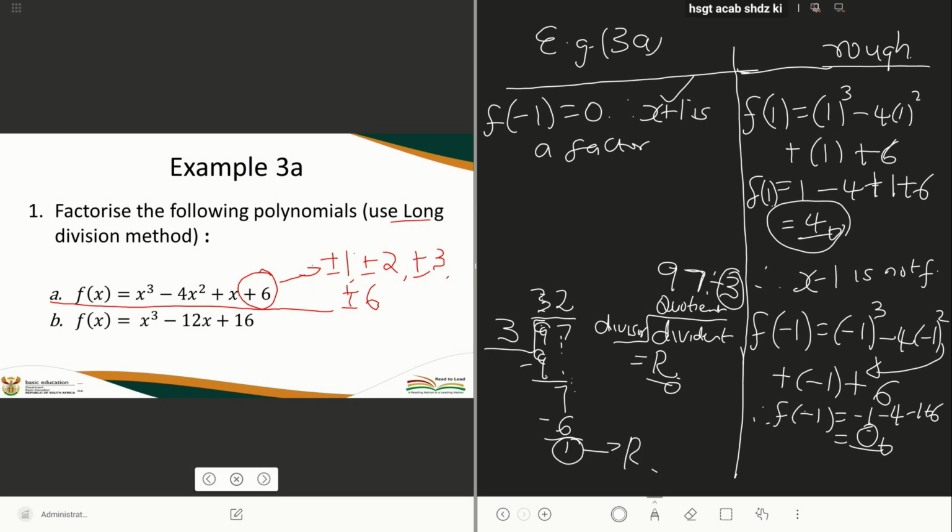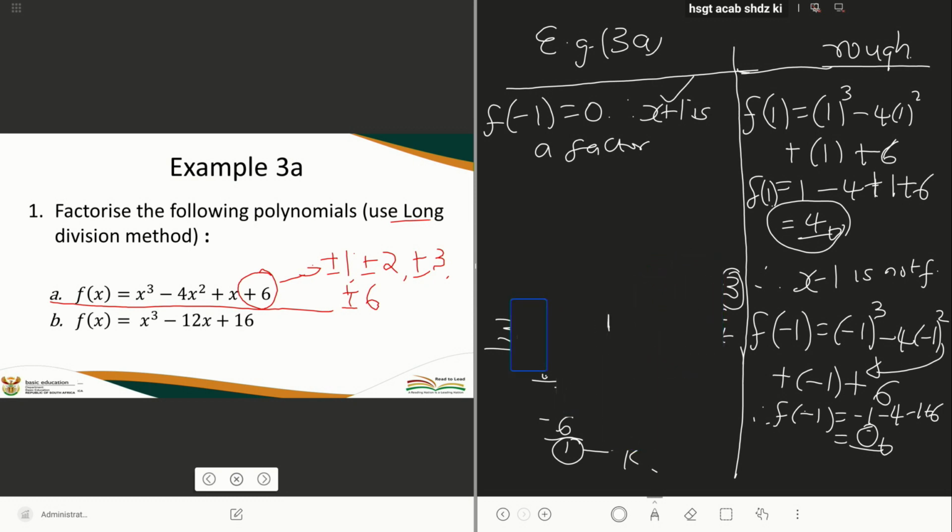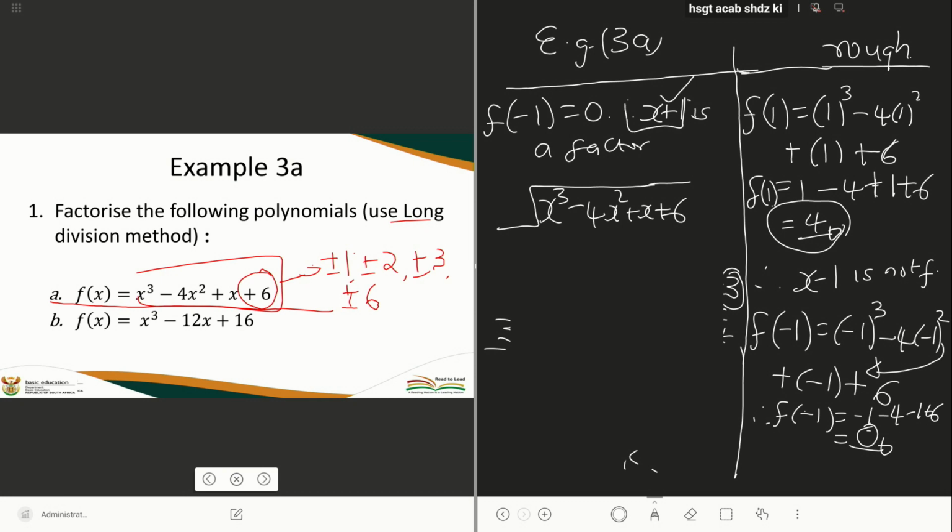So this positive 1 is your remainder. Now we are going to apply the same method, but now using the polynomials. This is quite easy. Using our polynomials. Remember your long division sign? Which one is your dividend here? Your dividend is going to be the given function there, remember this is your dividend, right? So x cubed minus 4x squared plus x plus 6. Then which one is your divisor? Your divisor is the factor now. Your factor is x plus 1.